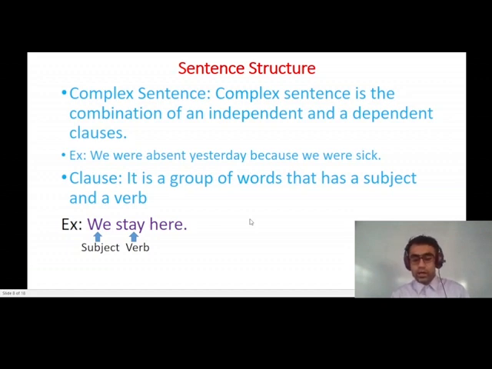For example, we stay here. This is a clause. We is the subject and stay is the verb. This is a clause.